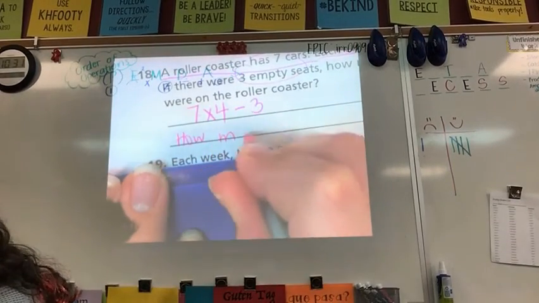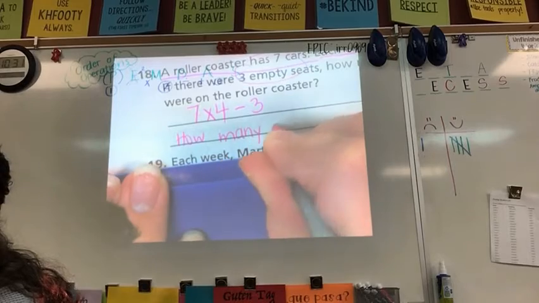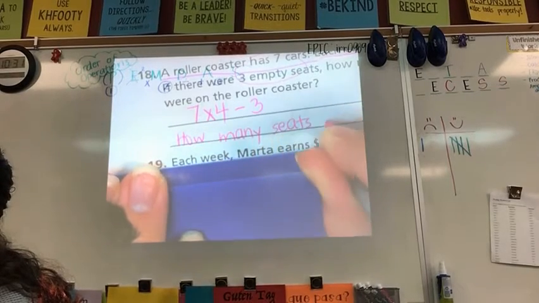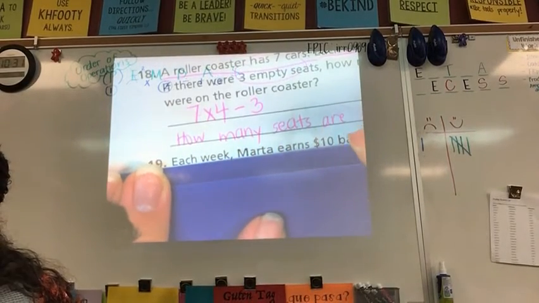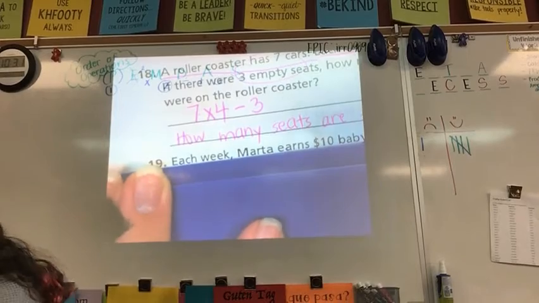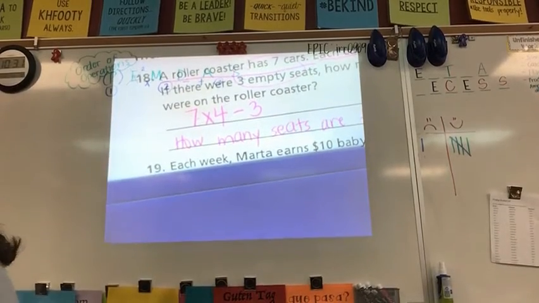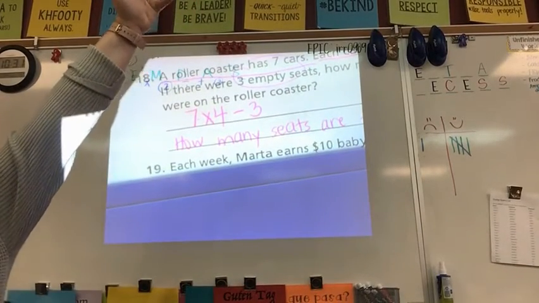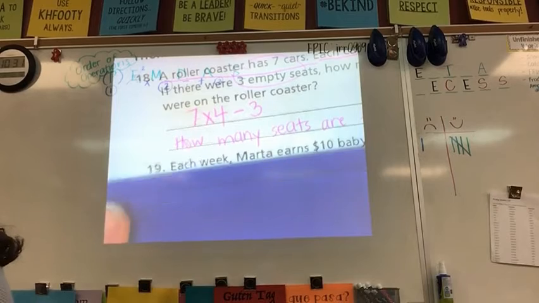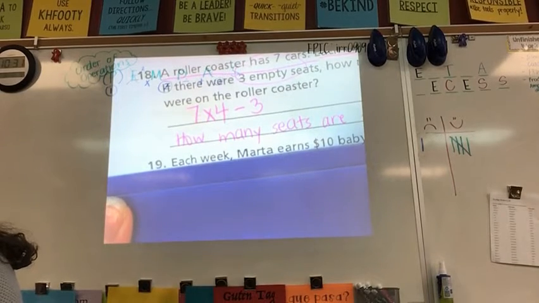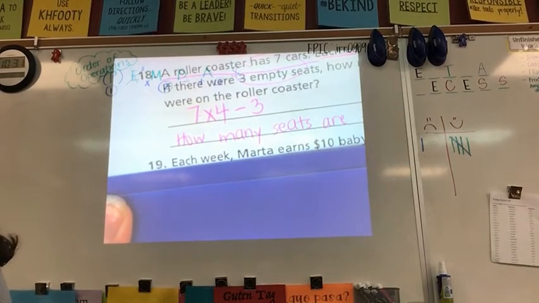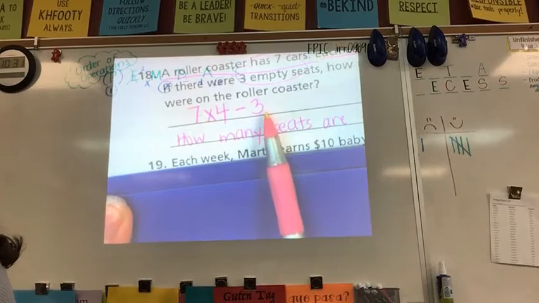I know that one. Because that's the first thing we found. And we found 7 groups of 4 is 28. And so I would answer it, 28. And then we subtracted those empty ones.